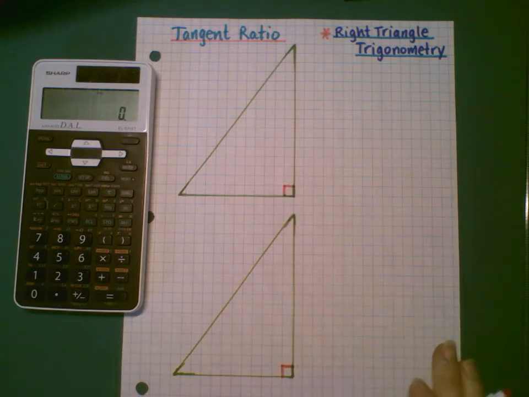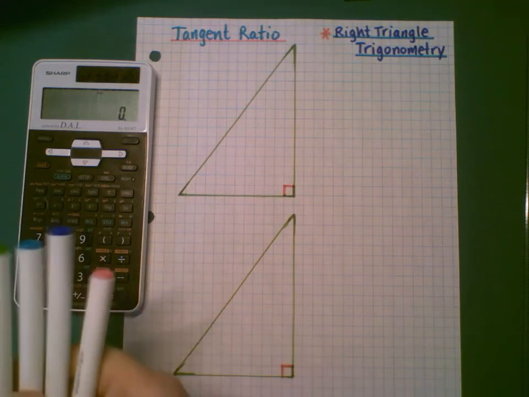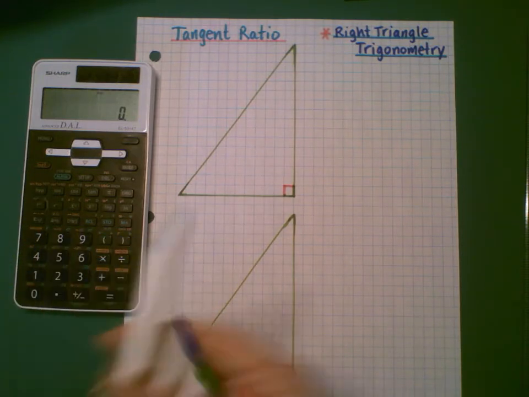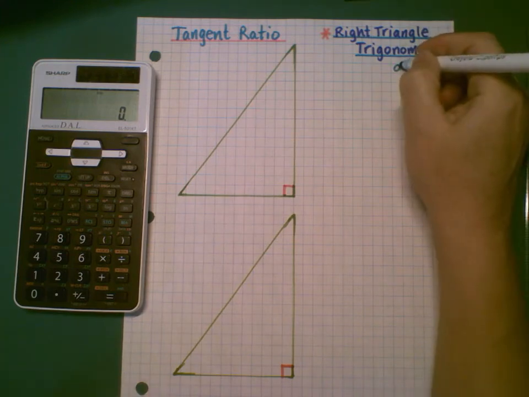If you're ever given a problem to solve and it doesn't have the right angle indicated, you can't assume, unless it's been given in the written part of the question, that it is a right triangle. So right triangles have a 90-degree angle.